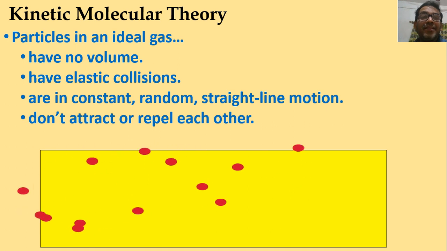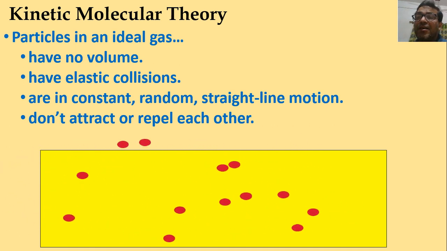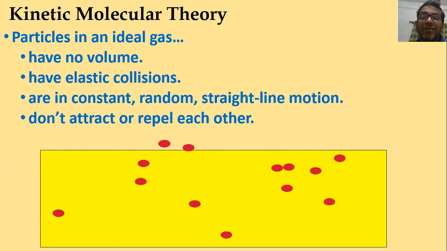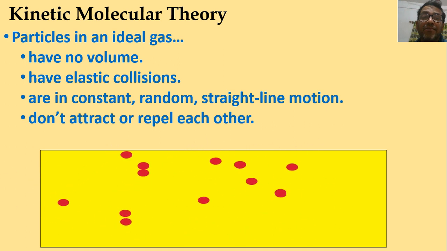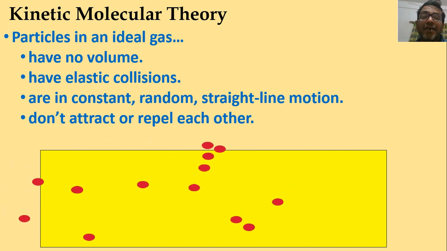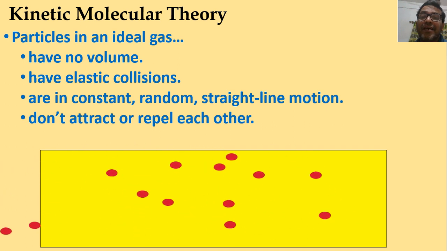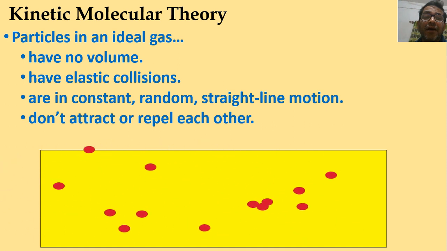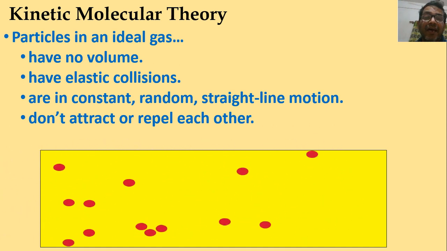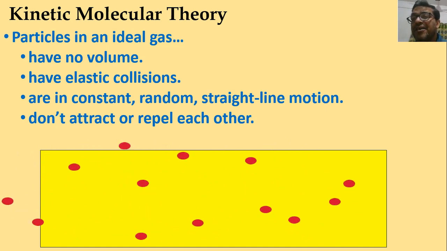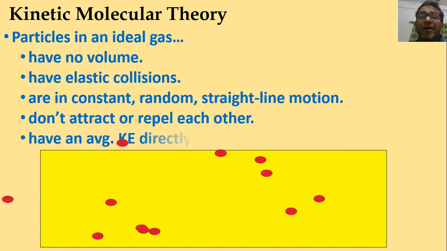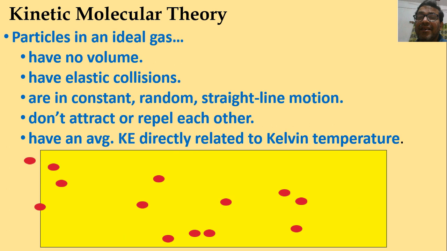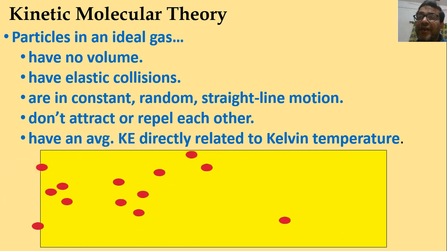Next, they do not attract or repel each other. You can see from their locus, the motion of the gas molecules, the red one, that they can collide with each other, but they will not attract. After collisions, they are just scattered in different directions, right? And the last one is that the average kinetic energy is directly related to the Kelvin temperature, right?